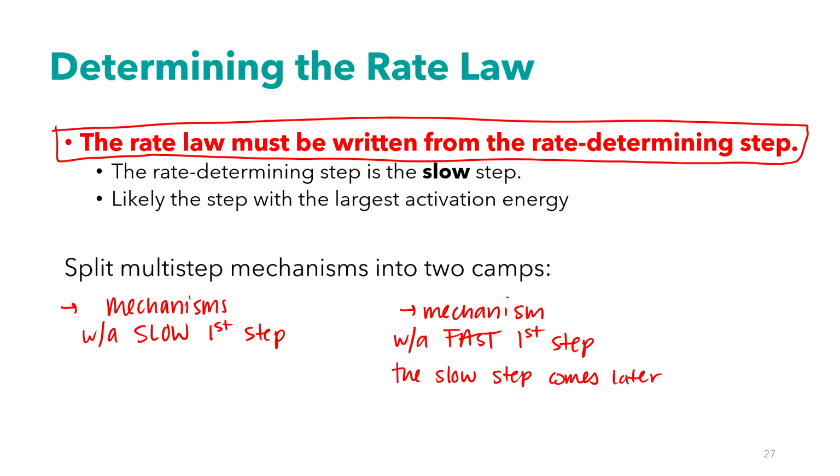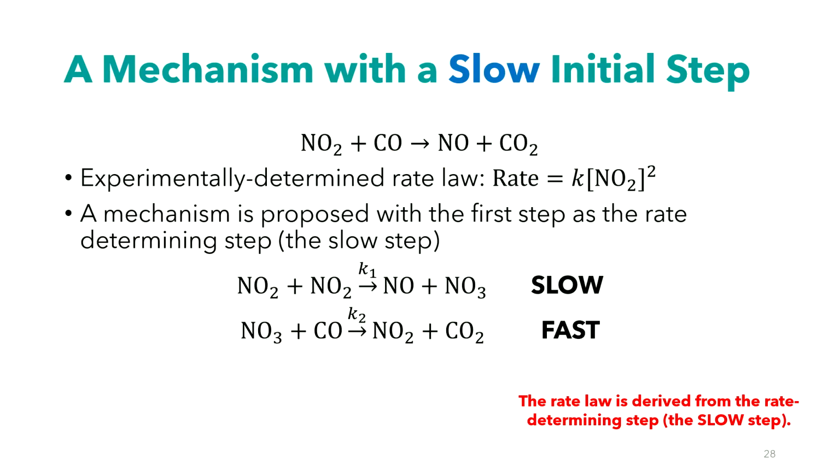This should be the first question you ask yourself: where does the slow step come? Is it first, or is it second or third? We're not going to give you anything more than that. So let's go back to this reaction that we've been looking at for a while now. We find out that it's the first step that is the slow step. That is like the wall at the end of the Ninja Warrior obstacle course. This is the slow step.